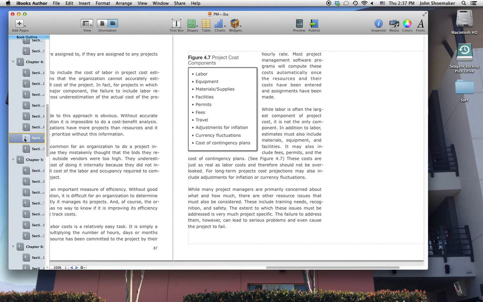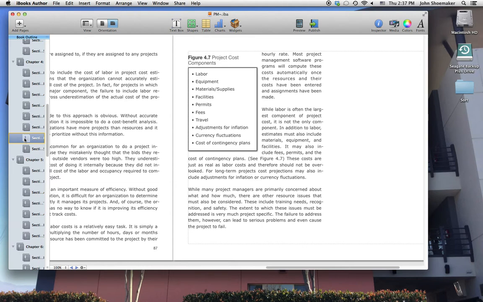Adjustments for inflation. Generally, unless you have a 3 to 5 year project, it's not worth factoring this into your estimates. Currency fluctuations, again, unless you're dealing with projects that are overseas, currency fluctuations won't be an issue. Now, I know many of you work for U.S. companies and deal with both pesos and dollars. Again, currency fluctuations are probably not an issue unless the project is a long-term project.